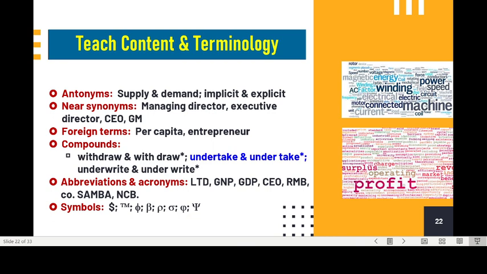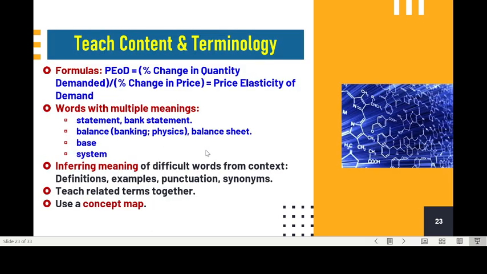Okay. In chemistry, in engineering, for example, there are abbreviations and acronyms: LTD, GNP, CEO, and CB, CO, and so on. There are also symbols for money, for alpha and phi and tm and beta and phi and all of these. There are formulas, especially in chemistry. In engineering also, there are formulas in the text. So we can teach them the simple ones. We don't go into complicated formulas.